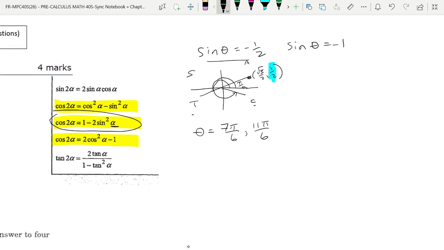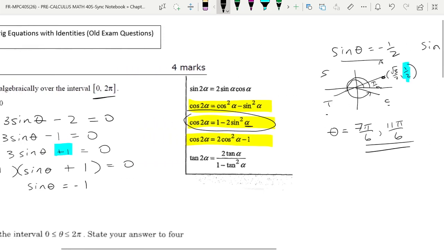Now, where is sine of theta negative 1? Well, sine theta is negative 1 down here, and that happens at 3 pi by 2. So that's my other answer. And that's it. Those three answers are all we get. So that's the kind that we did yesterday. I thought I'd just start with one similar to what we did yesterday.